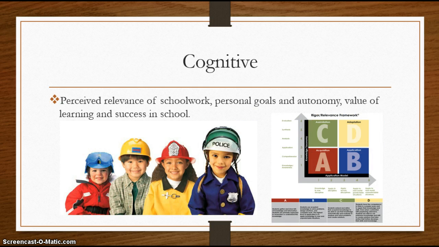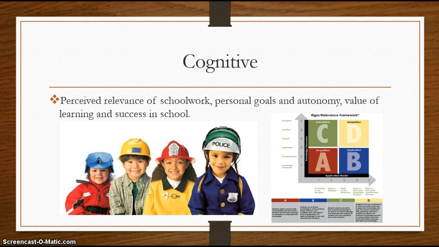So after that, we're going to be moving on to cognitive, which includes perceived relevance of schoolwork, personal goals and autonomy, value of learning, and success in the school. So what's really important is to be able to answer that really hard question that every kid loves to ask. Why do we need to know this? It's important to keep a high rigor and relevance into the classroom activities, every lesson, every unit, and just really make sure that you're not just teaching for the sake of teaching or to pass time or for a test, but that you're teaching to prepare them for college and careers. That's really what we're moving on to with Common Core.